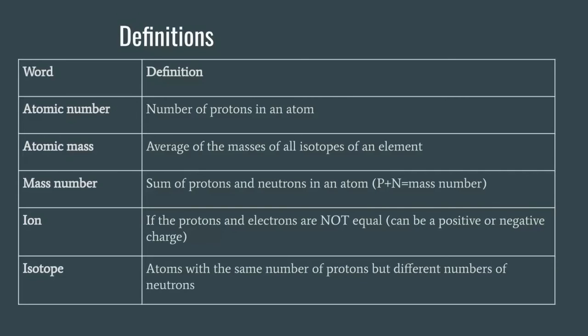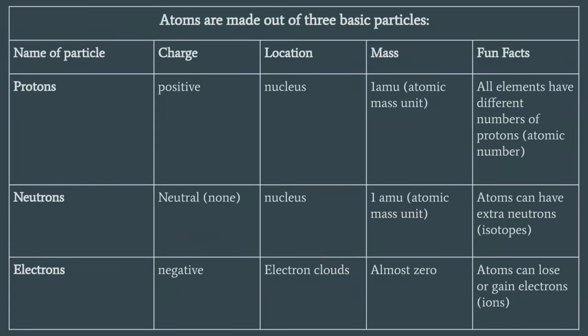Now, really the key thing to wrap your head around is this chart that we just went over. You want to know the charges, the locations, the mass, and really the fun facts are talking about what happens if the number of those changes in the atom. What happens to the atom if you gain or lose a proton, gain or lose a neutron, gain or lose an electron. If you can really wrap your head around this chart and what happens if those numbers change, then you're going to be in good shape.